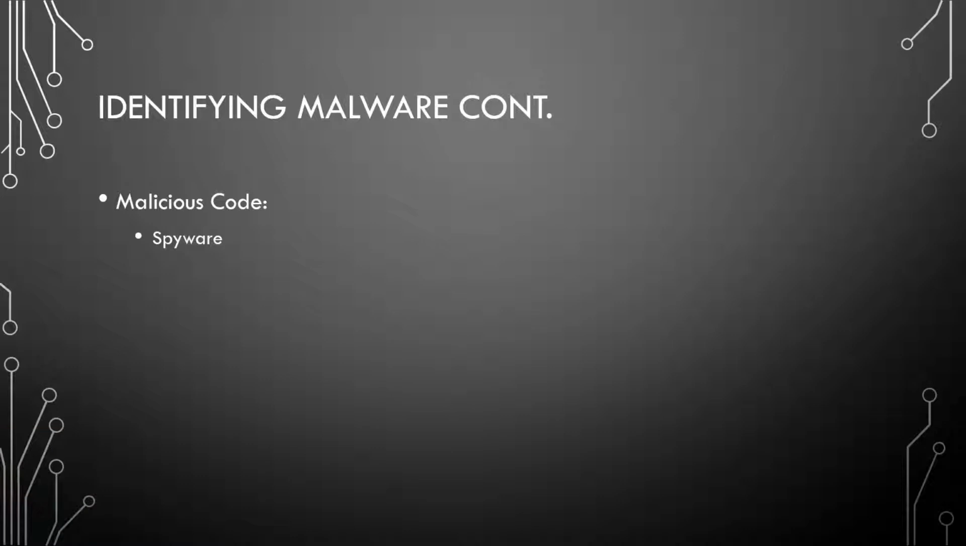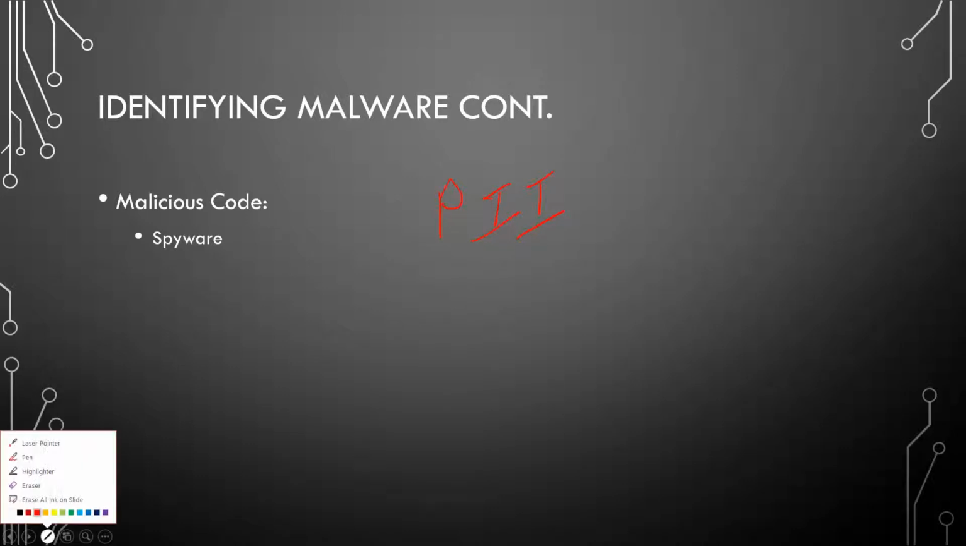You're going to hear this acronym quite a bit. PII, and what it stands for is personally identifiable information. That would be your social security number, birth date, credit card information, etc. When spyware is loaded onto your computer, it's going to unfortunately gather a lot of information, and that's going to include PII.